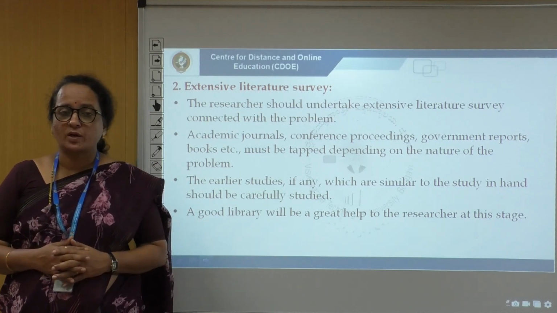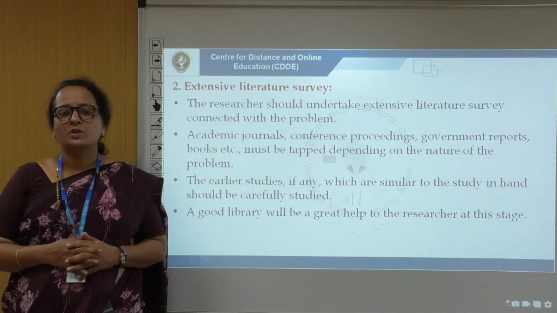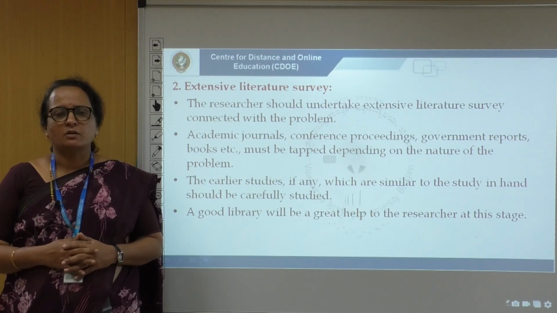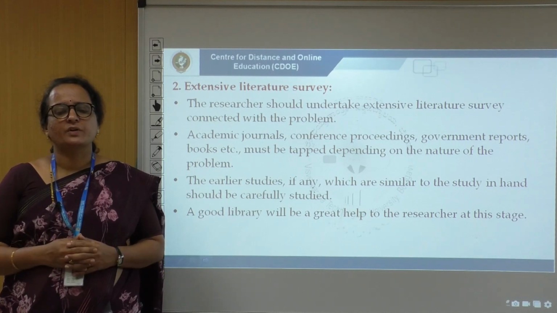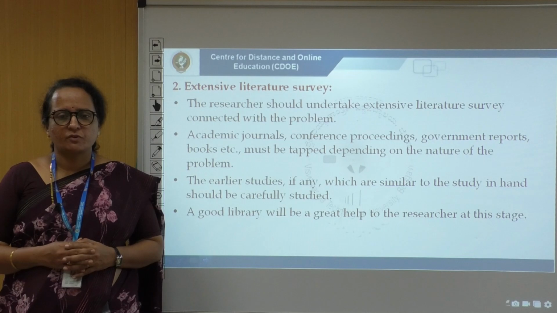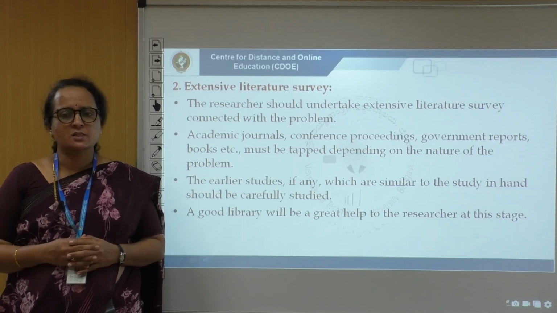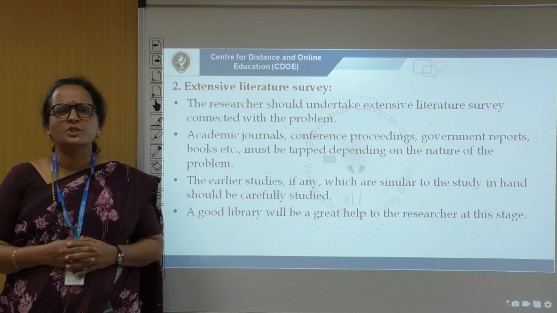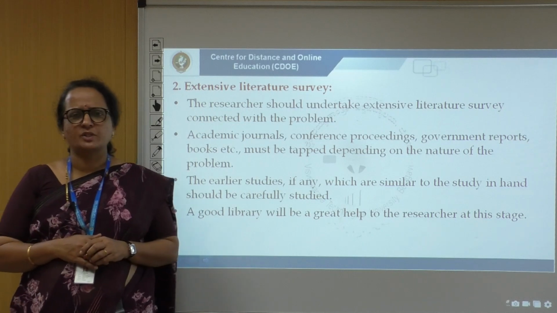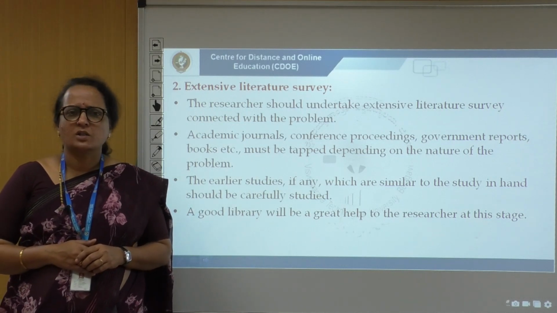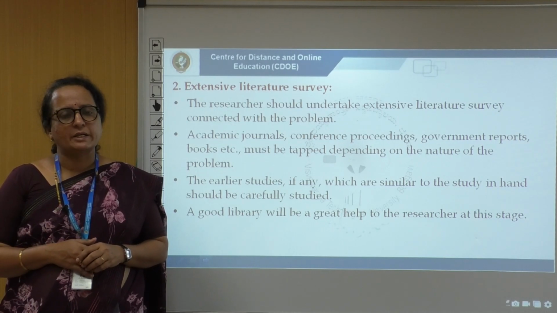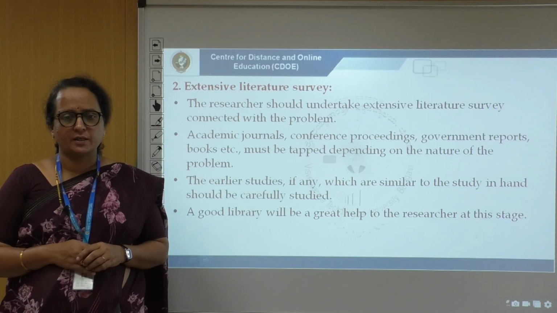What is literature survey and what kind of literature is reviewed? Researcher should undertake extensive literature survey connected with the problem. And a good library will be of great help to the researcher at this stage. They can go for academic journals, for articles, conference proceedings, government reports. There are many published reports available in the form of PDF, etc., which are e-downloadable reports, or sometimes even hard copy can also be obtained on request basis from the government bodies or government agencies. So government published reports will be there.